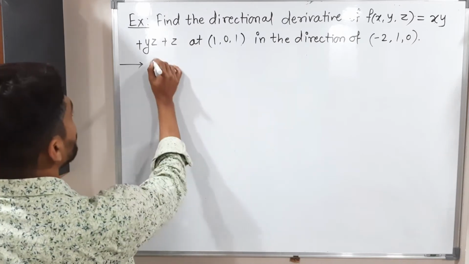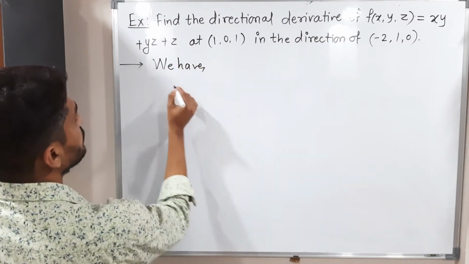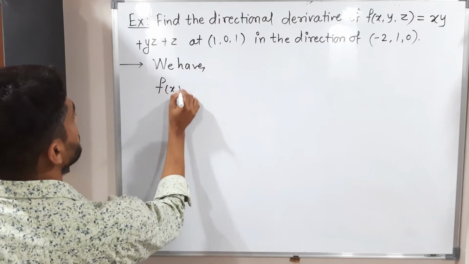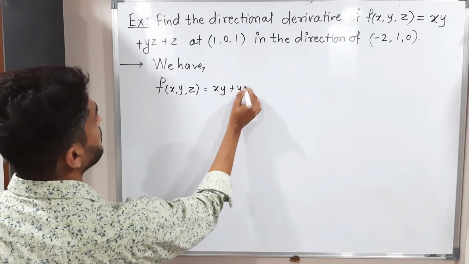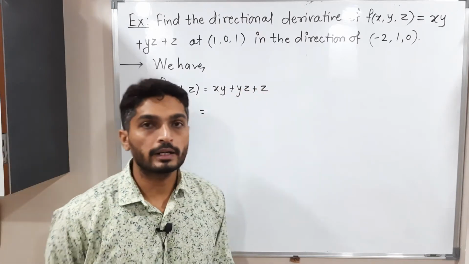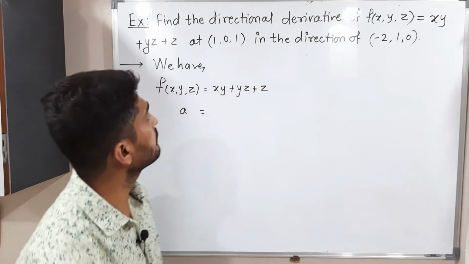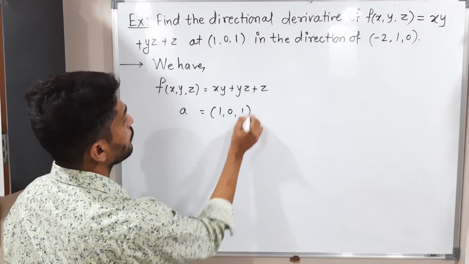We have a function, right? What is the function? f of x, y, z, the same function we have: xy plus yz plus z. At a particular point we have to find the derivative. That point is given here: 1, 0, 1.